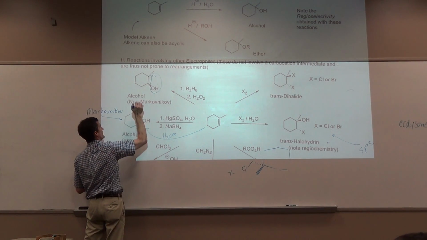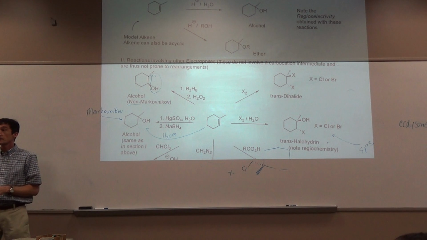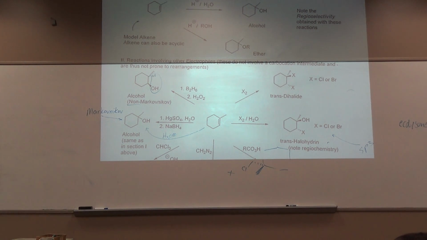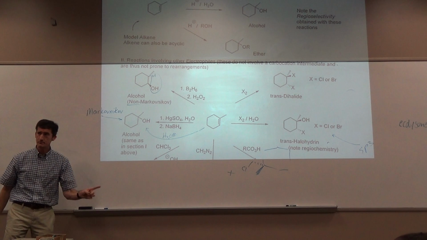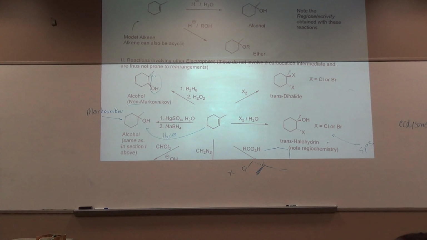This one's called a what? Non-Markovnikov. It's atypical. It's like, how'd you get OH there? That's not where cation should be. So that's what the Markovnikov terms mean. And I bet you a steak dinner that those terms are in your textbook.